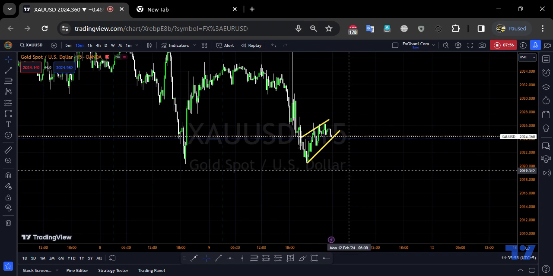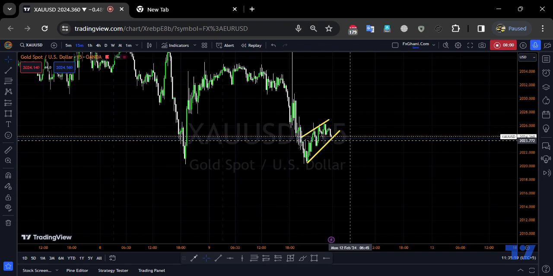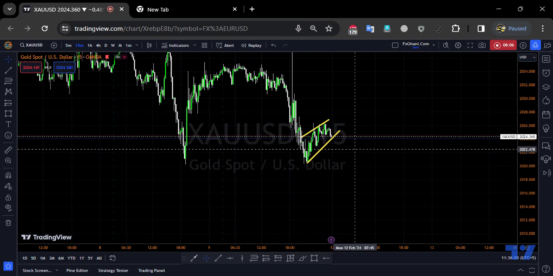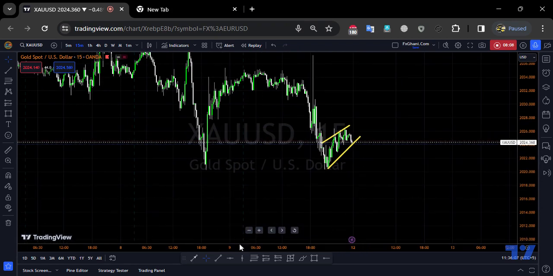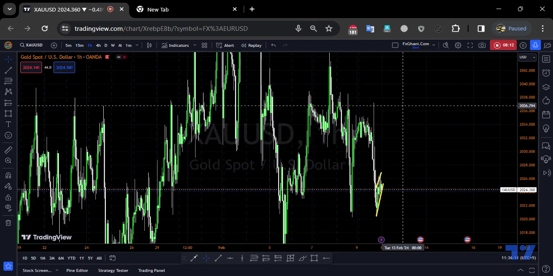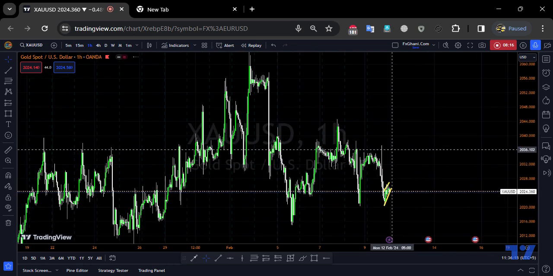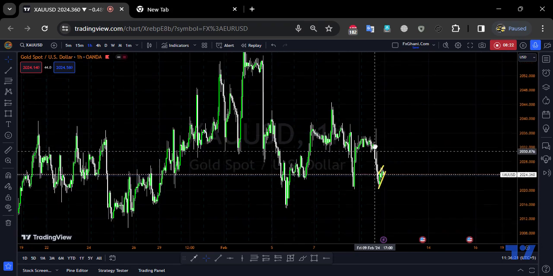If you enter a gold sell trade according to M15, you can close your trade in profit at 50 pips or 100 pips, and you can do a break even or trailing stop. But I showed you a very profitable pattern, the head and shoulder pattern in the H1 time frame, and you can also hold your trade for 1950 or 1980. So that's all for our analysis.